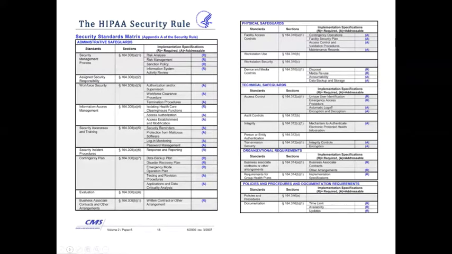And you'll note that we're looking right up here at the beginning. The risk analysis is the number one thing, and it's required. Risk management is required. A sanction policy for your employees, reviewing your system activity, all those things are required. So people will ask me, well, Kelly, how am I supposed to know? It's actually in the law, and this matrix lays it out. If you're looking for more information, you just go to that section there.